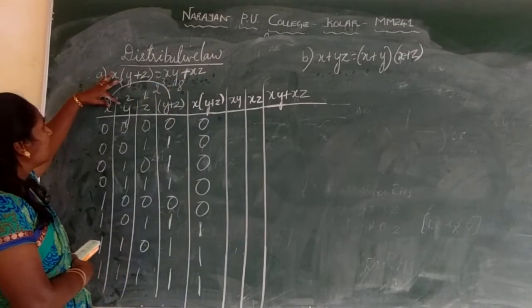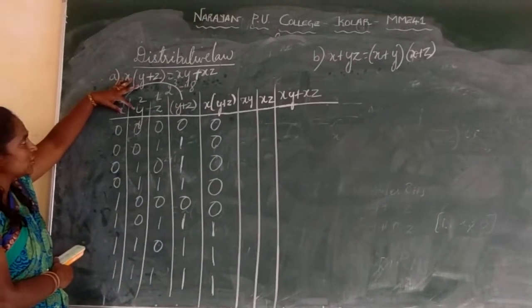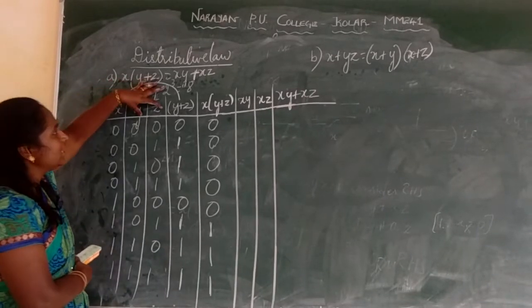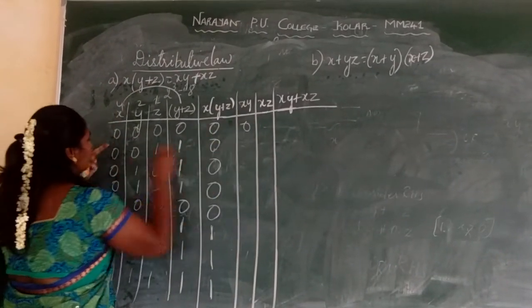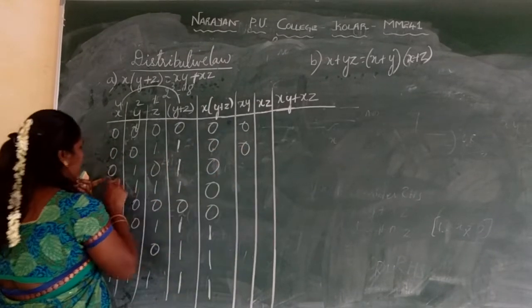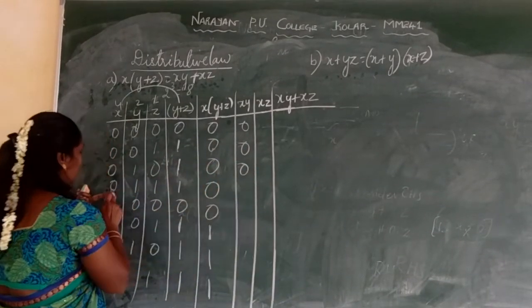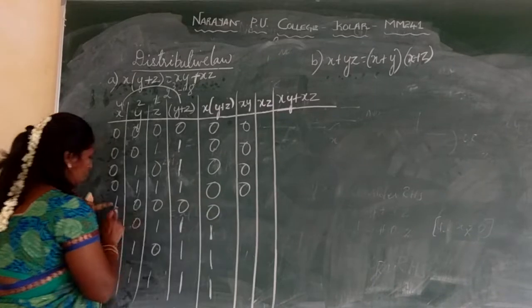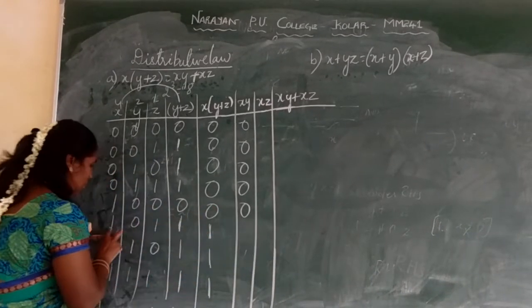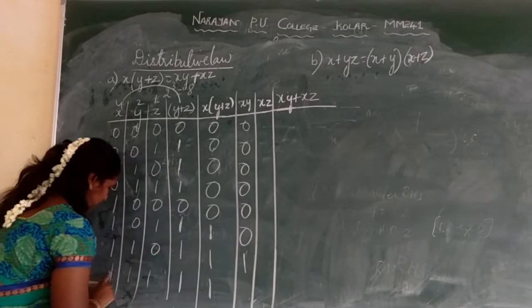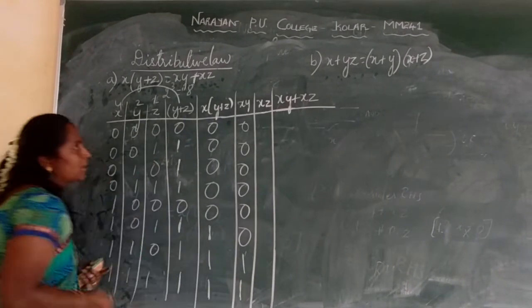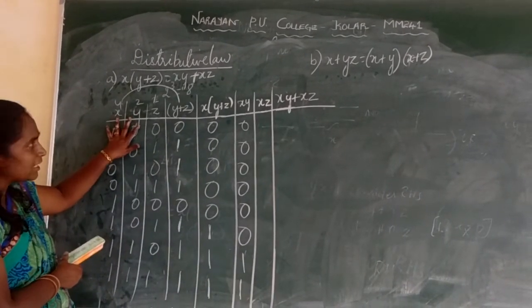You use a logical multiplication between xy and between xz. First you do it for xy. 0 into 0 is 0, 0 into 0 is 0, 0 into 1 is 0, 0 into 1 is 0, 1 into 0 is 0, 1 into 0 is 0, 1 into 1 is 1, 1 into 1 is 1. So, xy is completed.